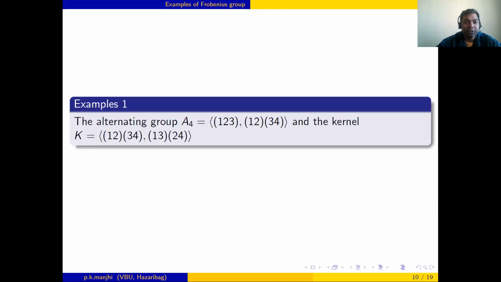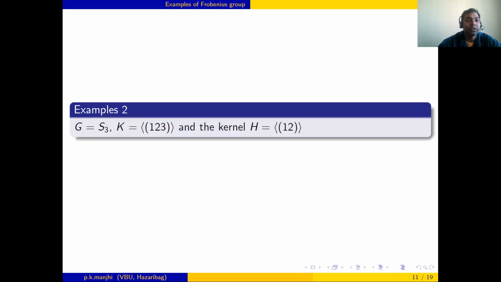Some examples: this is the alternating group A4, and in this group we have the kernel generated by these two elements, (1 2 3 4) and (1 3 2 4). S3 is also a Frobenius group. In this group, the kernel is the cyclic group of order 3 generated by (1 2 3), and H, that is the Frobenius complement, is (1 2). So these are not unique; H may be taken as (1 3) or (2 3).